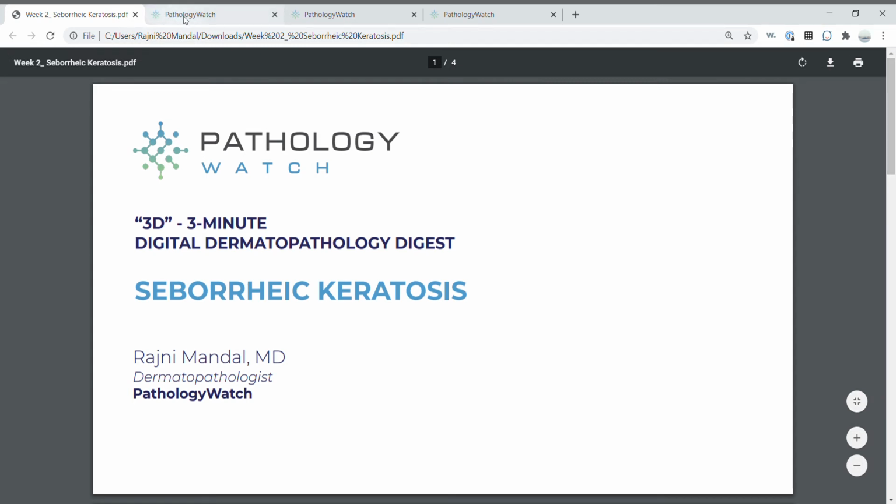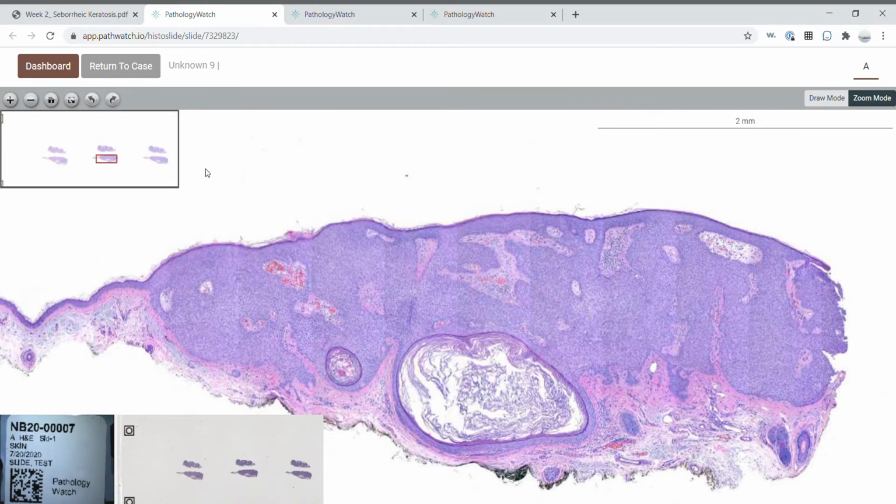Today's topic is seborrheic keratosis. Seborrheic keratosis is a benign epidermal tumor with common histological features of acanthosis, meaning widening and thickening of the epidermis, papillomatosis, meaning a rounded contour of the epidermis, sometimes forming finger-like projections, and horn pseudocysts. This is due to invagination of the epidermis, forming a cyst-like space that is filled with basket weave keratin.